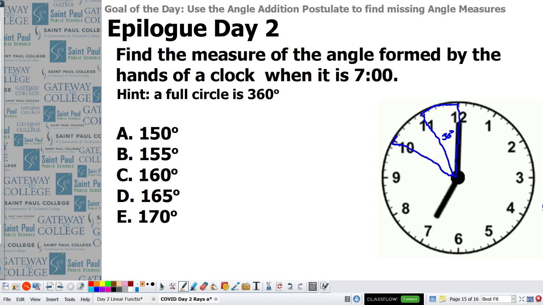And then, how many 30 degrees are there in this angle, right? There's 1, 2, 3, 4, and 5. And so you can do 5 times 30 and you get 150 degrees, which is A.